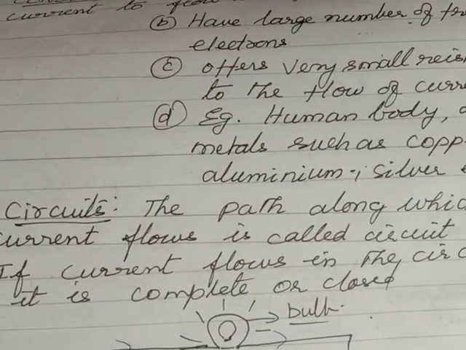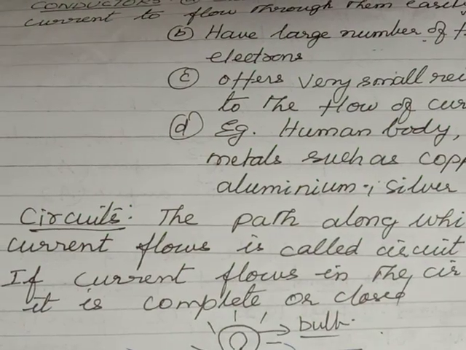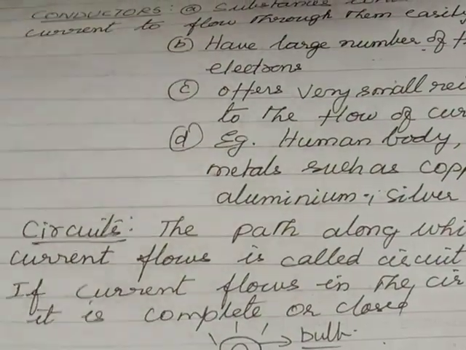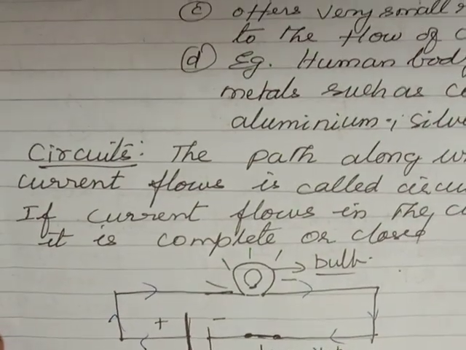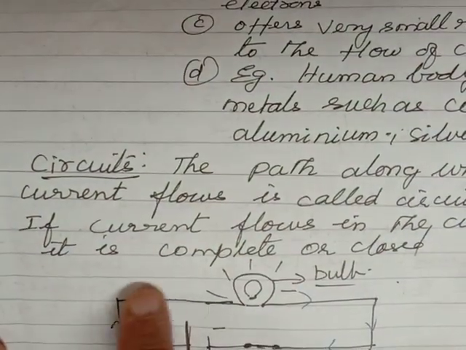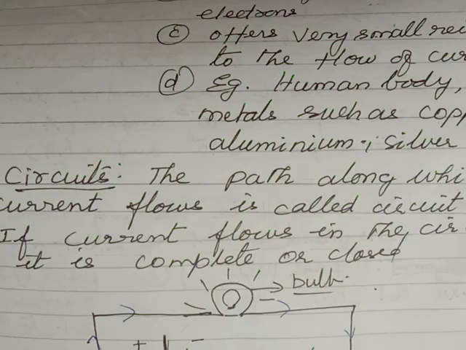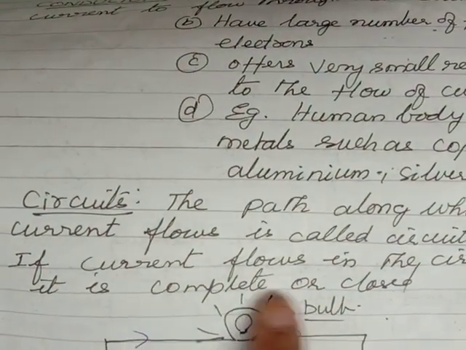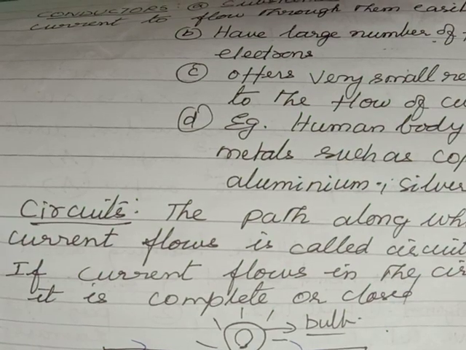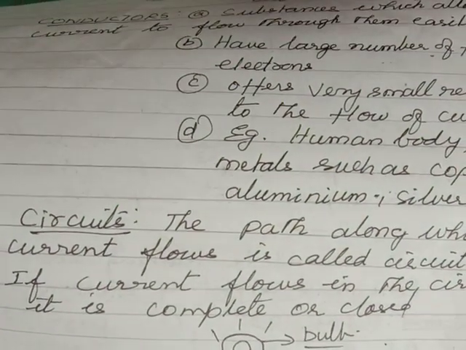Now let us go to the very interesting concept, that is circuit. Have you heard about the word circuit? It's very easy. Look at the diagram here. I have drawn the diagram. The path along which the current flows is called as circuit. And always in the external circuit, current will flow from the positive terminal towards the negative terminal.